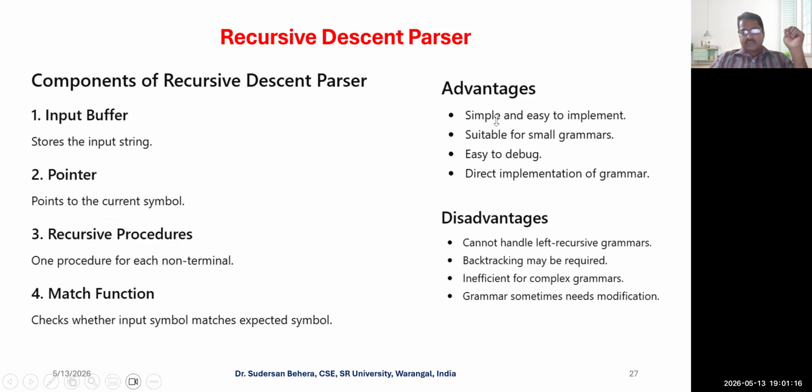These are the advantages: it is simple and easy to implement, suitable for small grammars, easy to debug, and a direct implementation of the grammar. But the disadvantages are that it cannot handle left recursive grammar, it also cannot handle ambiguous grammar, backtracking is sometimes needed, it is inefficient for complex or big grammars, and it sometimes needs modification. Due to these disadvantages, another parser came, that is the LL1 parser.